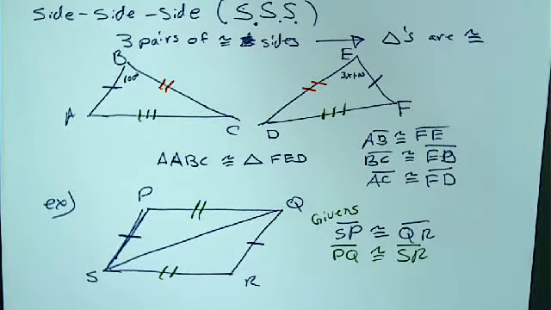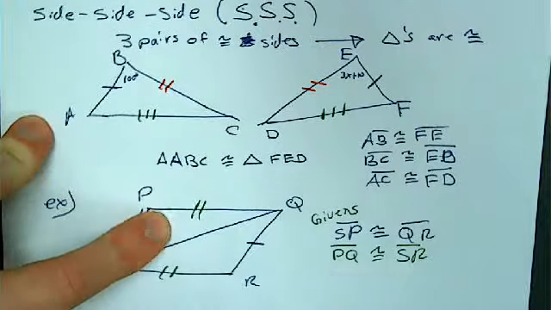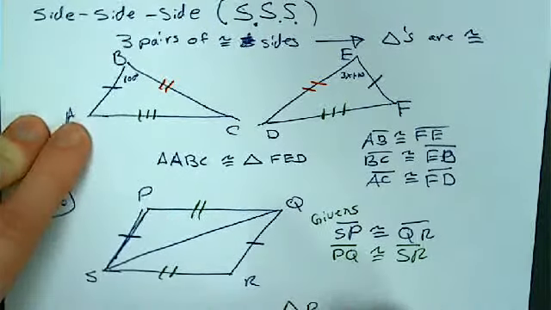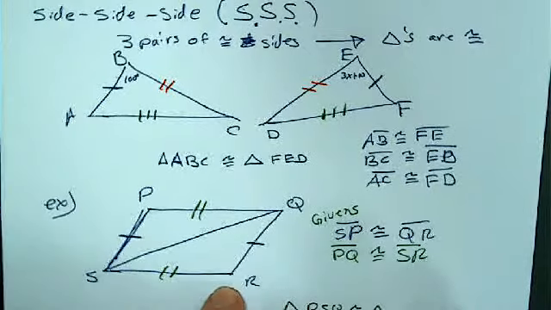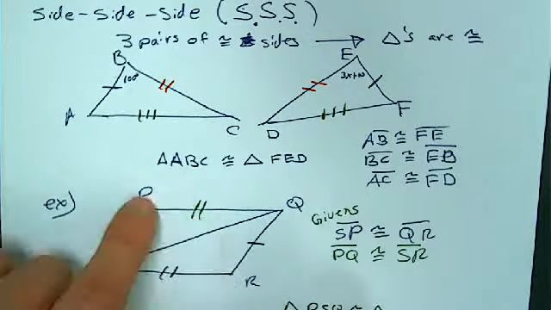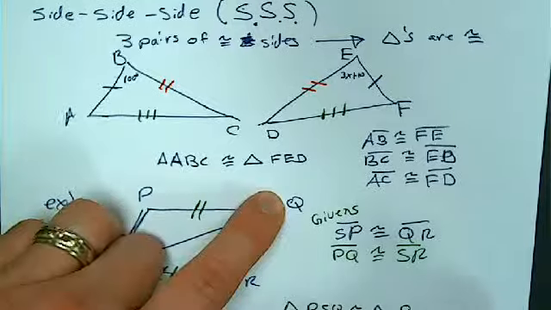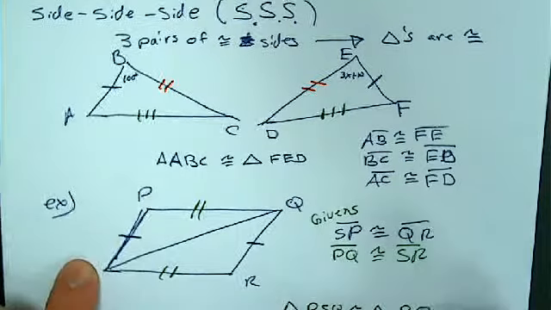Triangle PSQ is congruent to triangle QRS. Okay, that's my goal, is to say that these two triangles are congruent. That's where I'm trying to get to with this. I do want to say that PSQ is congruent to, I want to write it down slightly different. So I said PSQ, so I want to say RQS.